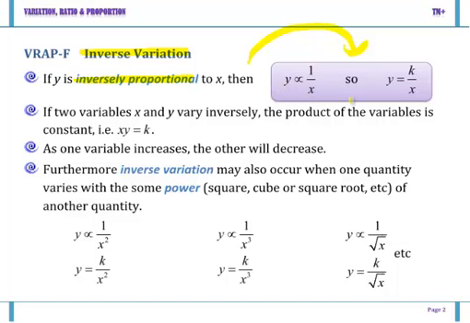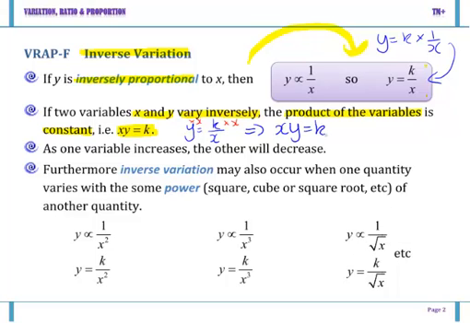That means the inverse. So that means y equals k over x. If it helps, if y is proportional to 1 over x, that means y equals k times 1 over x, which can be written like that. Now if two variables x and y vary inversely, the product of the variables is constant. So xy equals k. So you can see from here, if I have y equals k over x, if I multiply both sides by x, I end up with xy equals k.